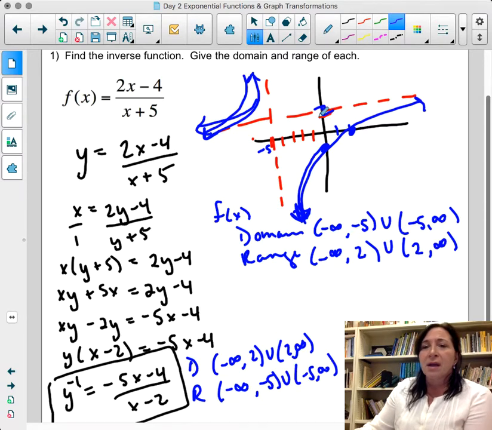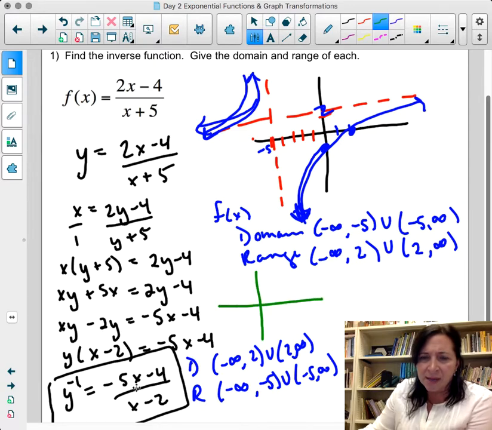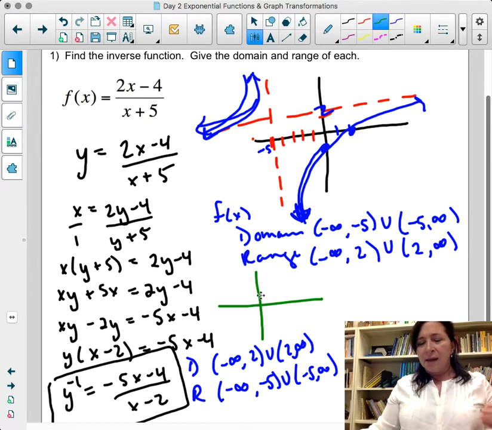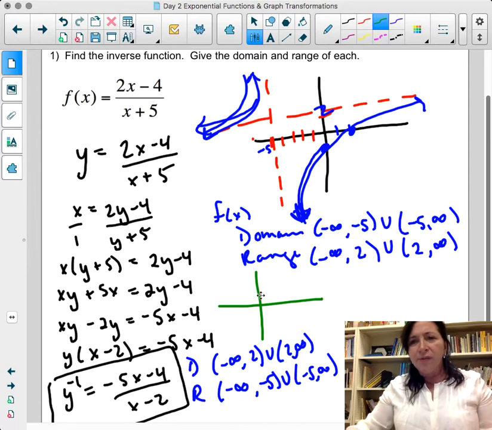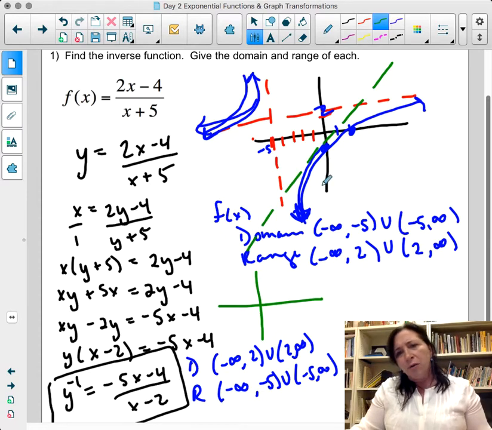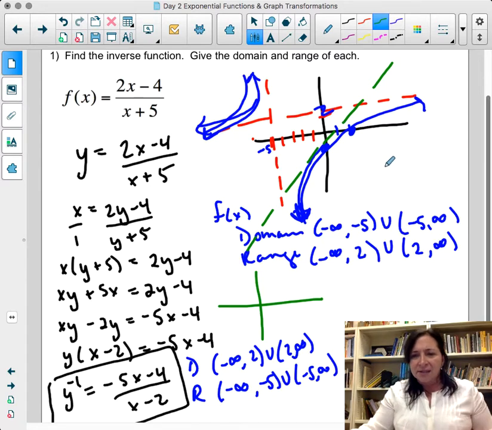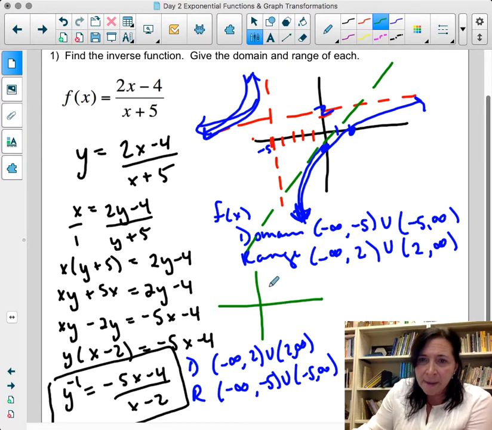Now, I always think it's a great idea to graph. And so let's just do a really quick little graph of our equation. And keep in mind, an inverse is always a reflection across your y equals x axis. So our graph is going to look as if it was reflected across that axis. So let's see what that might look like.